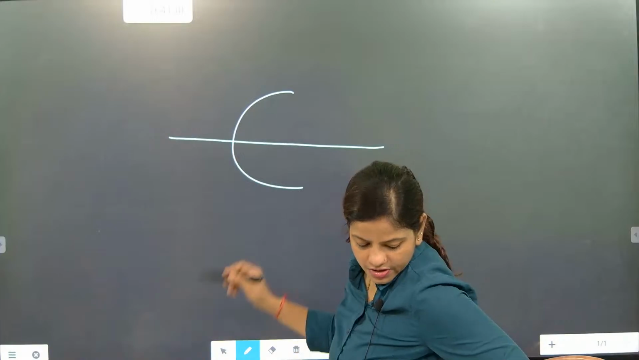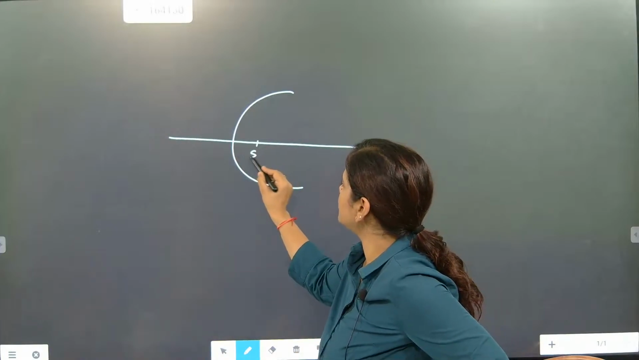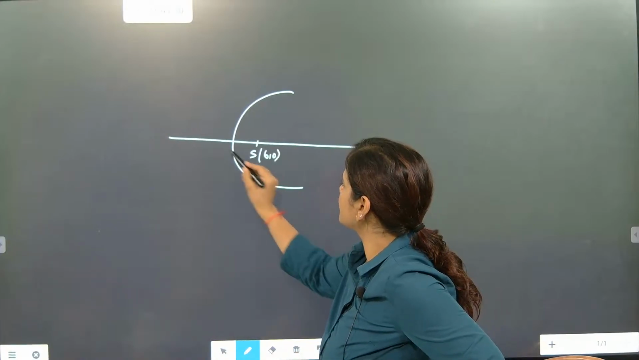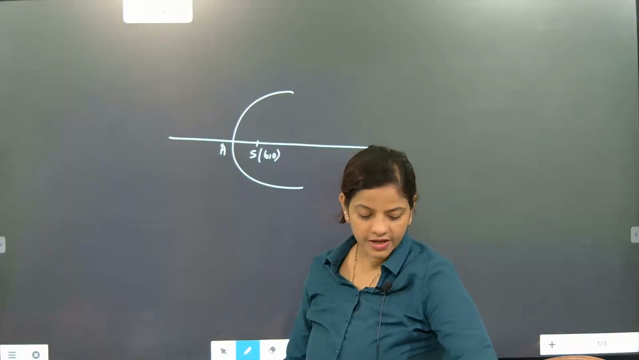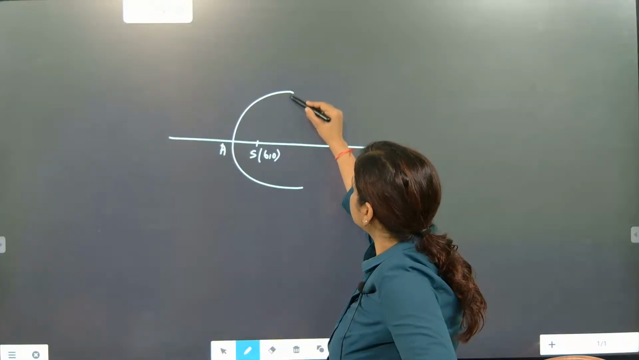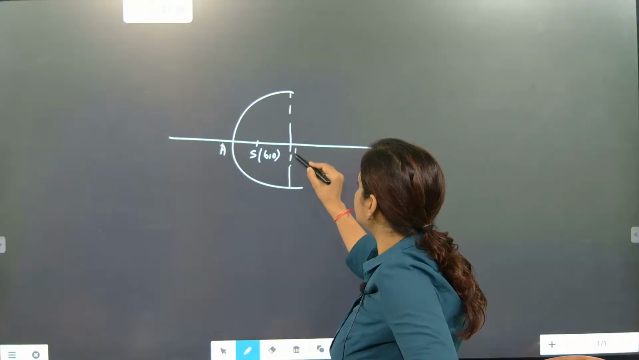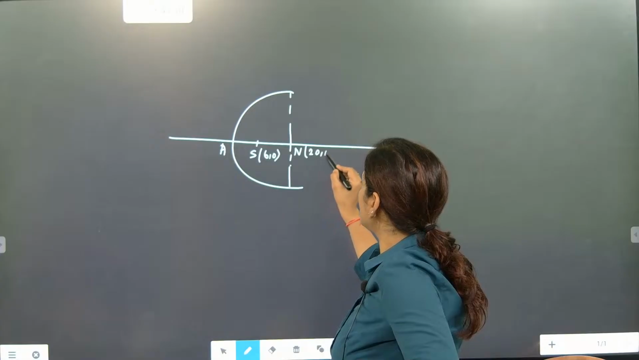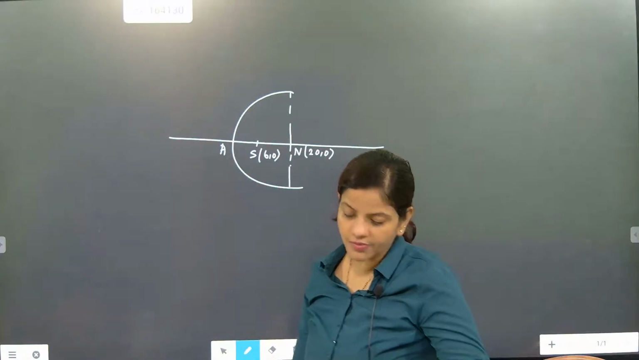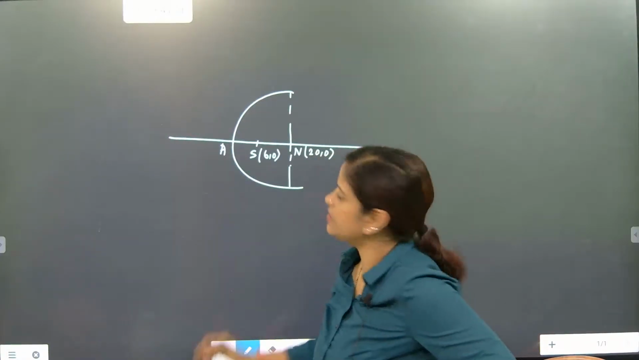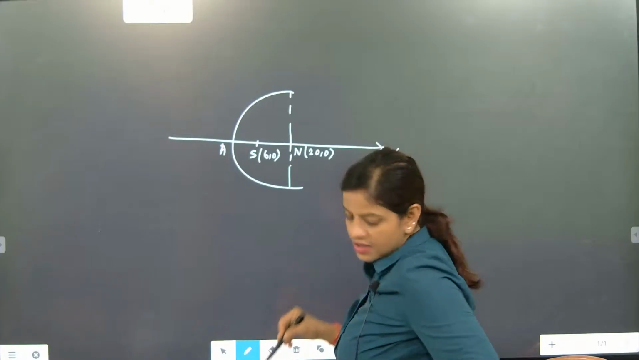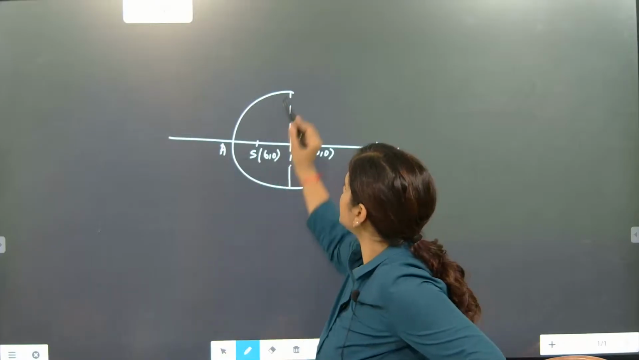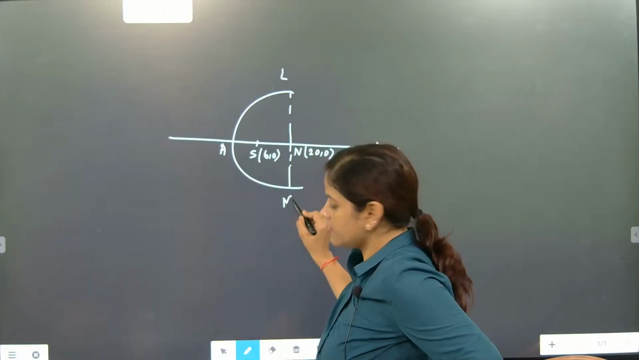So now look at it. This is exactly given as S, which is 6, 0, and this point is taken as A, and this is the dotted line, and this is N, 20, 0. They have given this question. This is the x-axis, and this part is L, and this part is M.